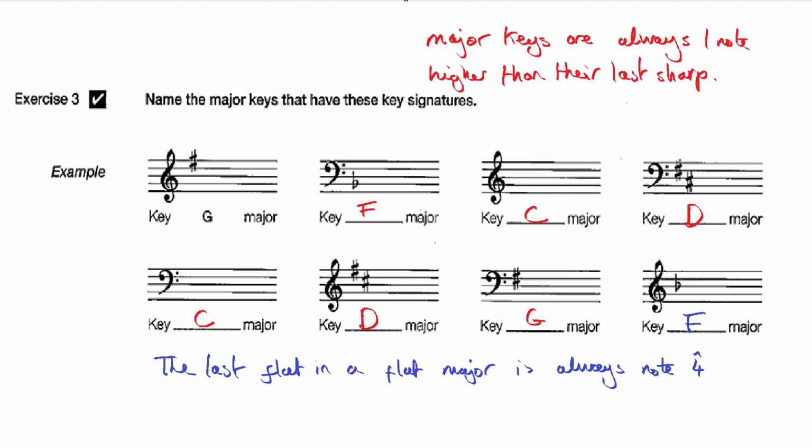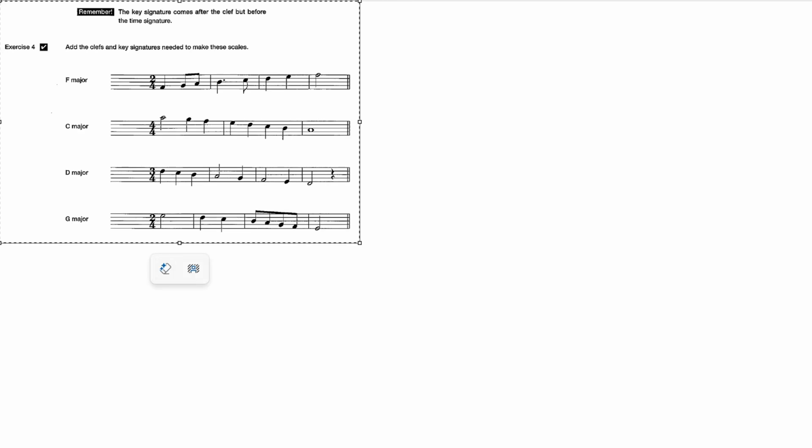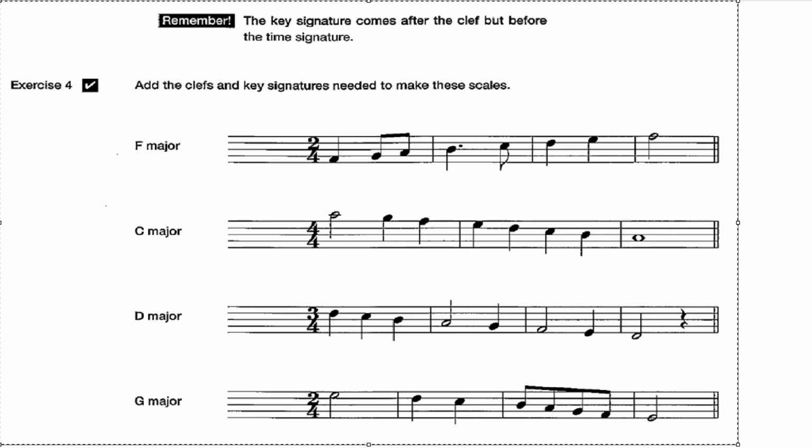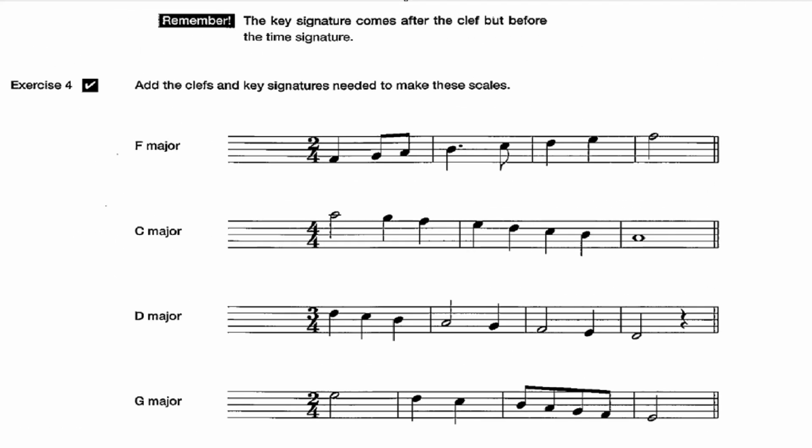So looking ahead now to exercise 4. Have a go at it. Pause the video. Something very useful to know is that key signatures always go after the clef and before the time signature. So what they're asking for here is clef and key signature to make the scale what it should be. So F major we're told to do.